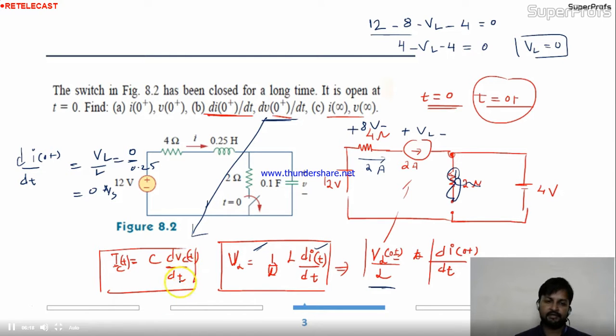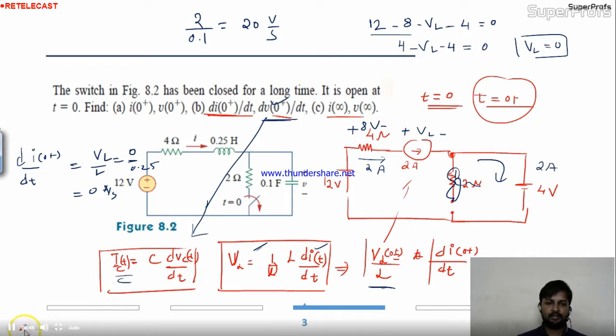Yes, we have in this formula dV0 plus by dt. So this is nothing but IC by C. What is the IC? What is the current across the capacitor? It's 2 ampere. So the value of this is nothing but 2 ampere divided by 0.1. So this is nothing but 20. 20 what? Volt per second. Volt per second. This is all about this equation, right?